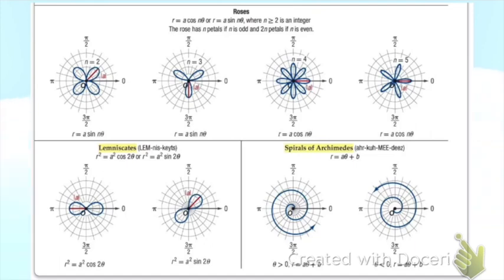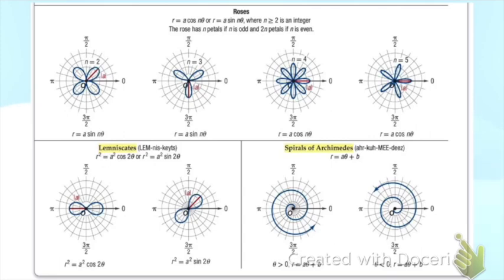So if n is odd, we have n petals. So if you have like a 3 in there, you have 3 petals. If you have 5, you have 5 petals. If n is an even number, you get twice as many petals as n. So if you have n equals 2, you get 4 petals. n equals 4, you get 8. Okay? And they call these roses. And you get a whole bunch of different things in here.